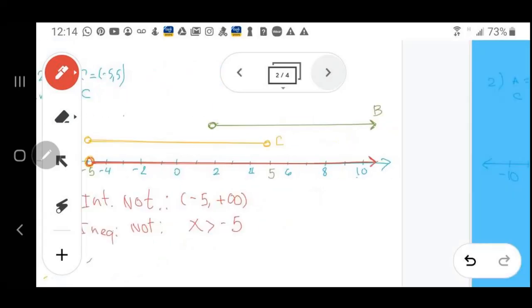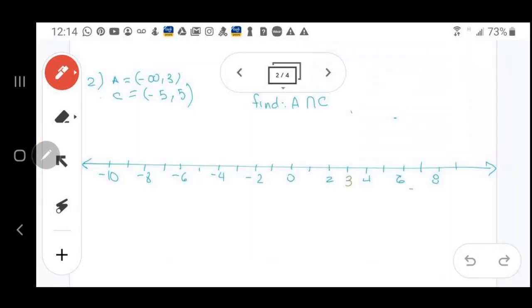Let's continue with the second one. In the second one, the intervals that we need to use are A and C. The interval A goes from -infinity to 3, and C from -5 to 5. Like we did before, we're going to graph above A and C. And in this case, we're going to find the intersection. The intersection is the set or interval of numbers in common, the numbers in common to A and C.